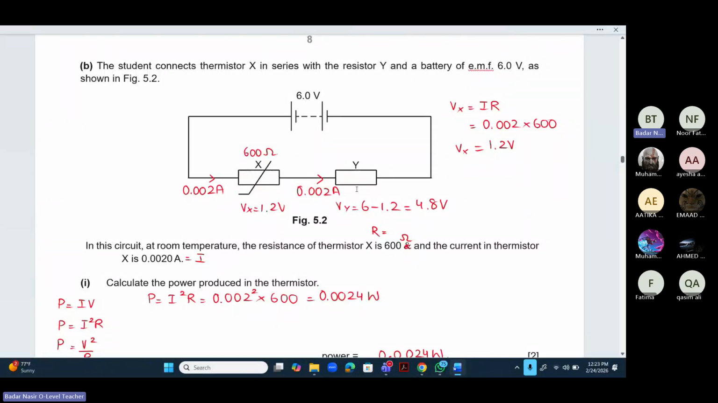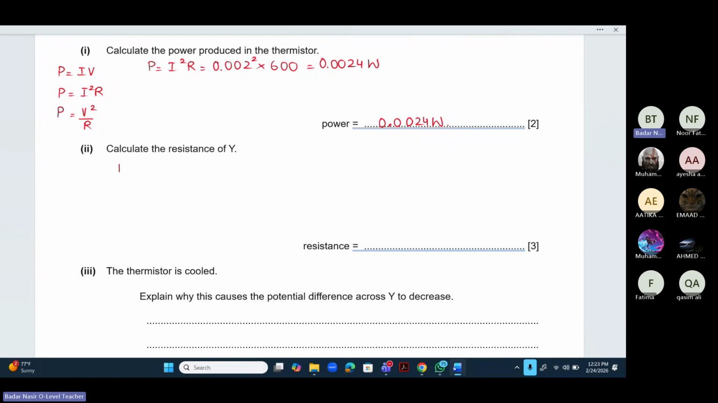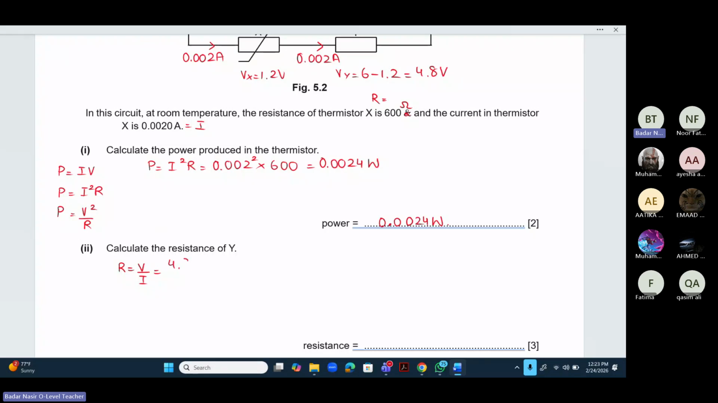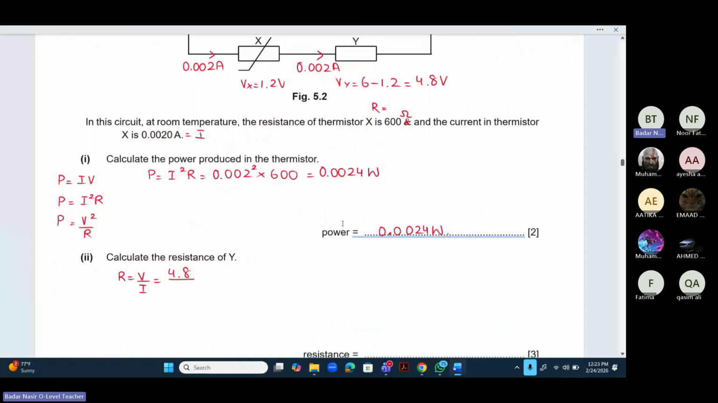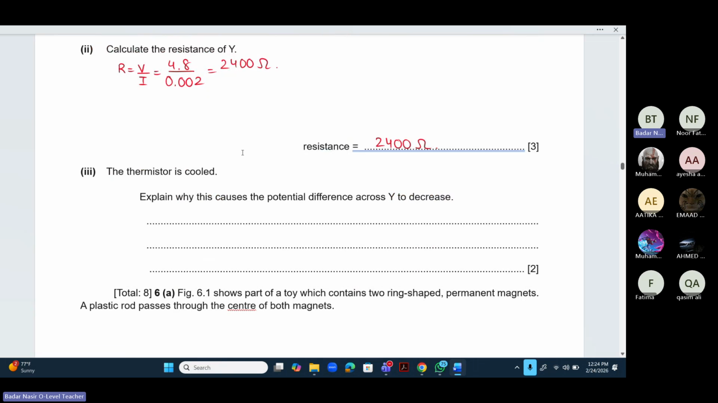So अब मुझे Y के अक्रॉस वोल्टेज भी पता है और करंट भी पता है, and I have to calculate the resistance of Y. So we use the formula R equals to V over I. वोल्टेज कितना है Y को मिल रहा, 4.8. And how much is the current? And the current is 0.002. So 4.8 divided by 0.002, we get 2400 ohm. So this is going to be the resistance of Y. The thermistor is cooled.